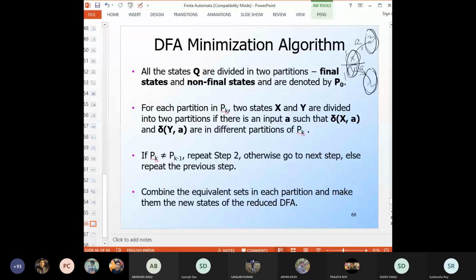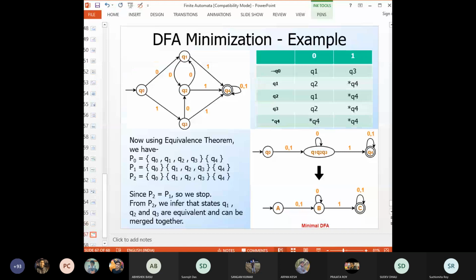I hope all of you have understood the concept of distinct states. If you understand that, then this is not difficult. And finally, let's take an example. This is going to be the last slide, so I'm not going to keep you much longer.